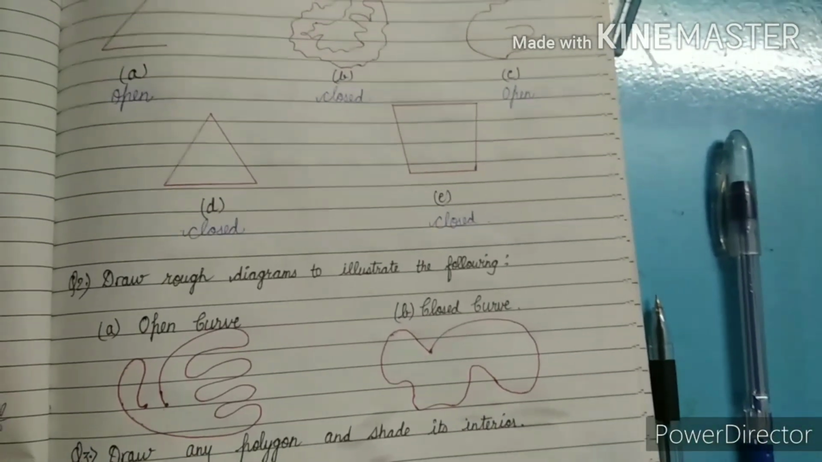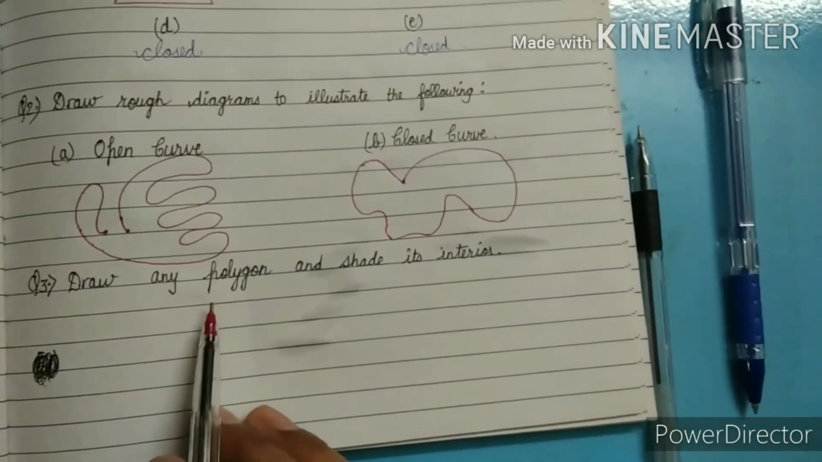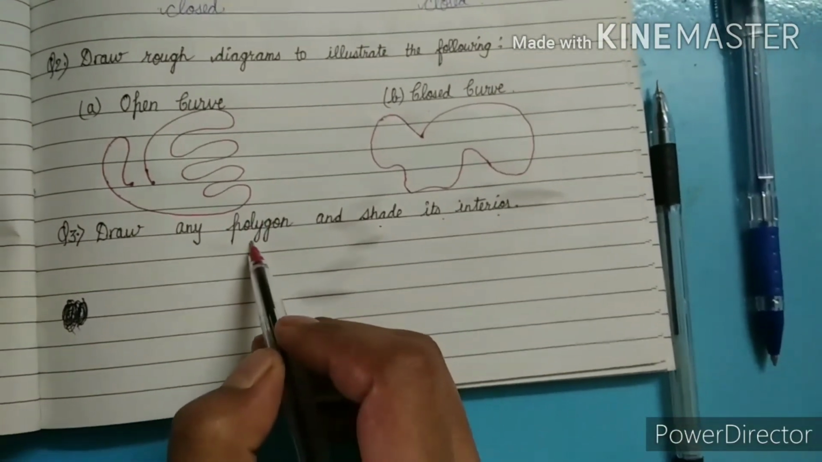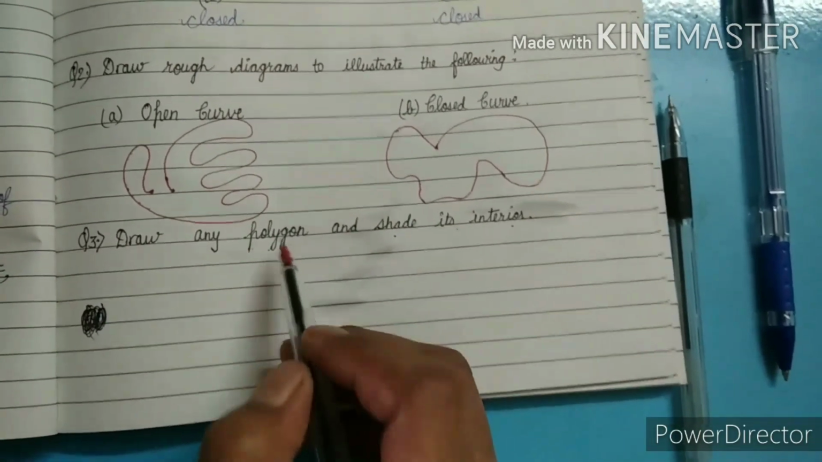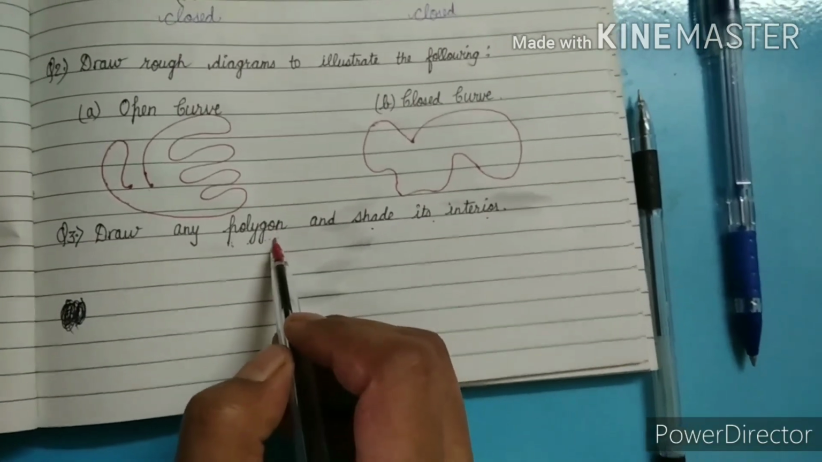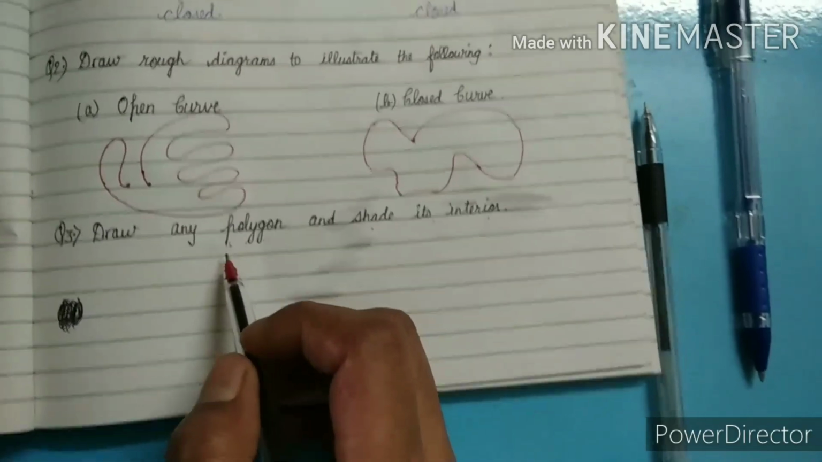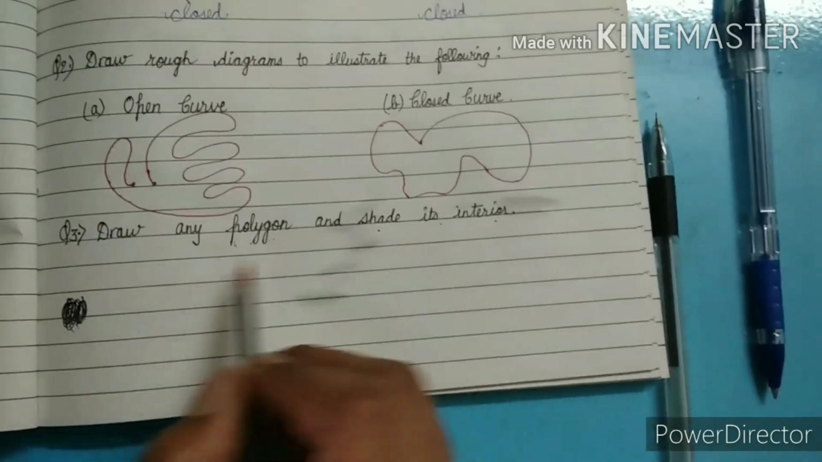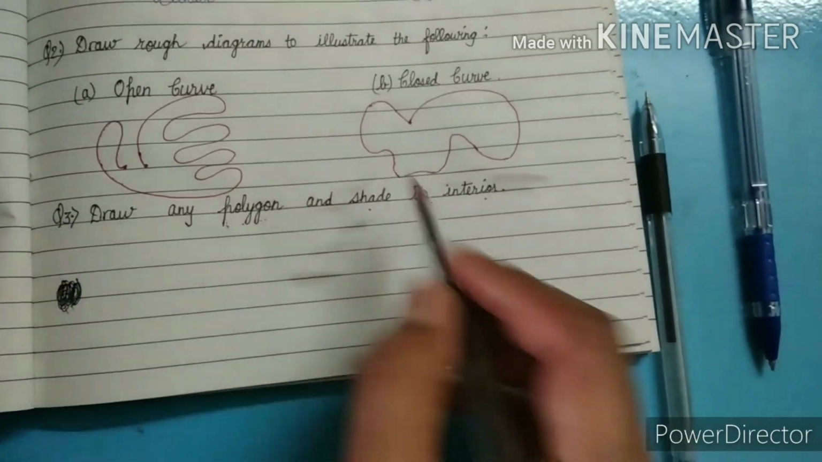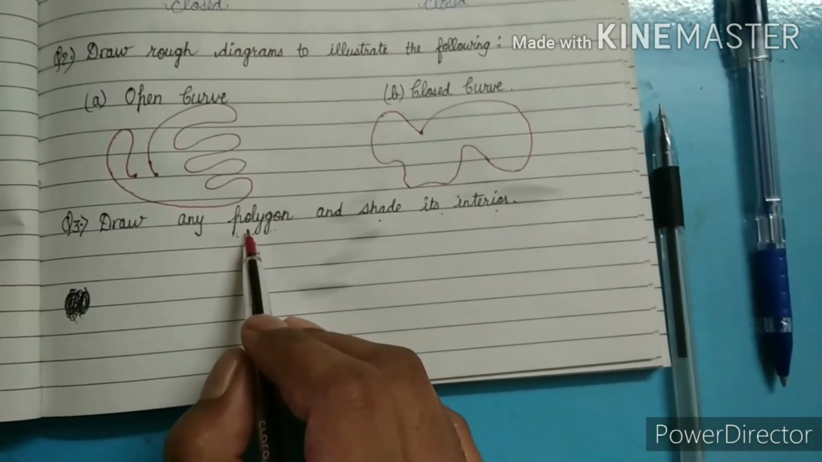Okay, now the third question is draw any polygon and shade its interior. They said we have to draw a polygon. Polygon means a simple closed figure made up entirely of line segments is called a polygon. So we have to draw a figure that is completely made up by line segments. In there we did not draw any curved line. Any curved line does not come in the polygon.